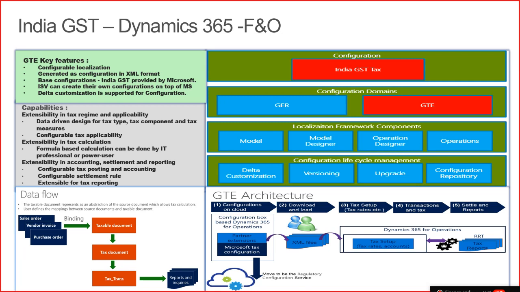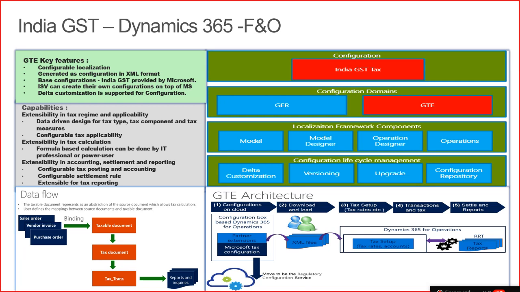Next is the data flow. You can see on the slide, the tax document. There is a source document, sales order, vendor invoice, that you bind with the taxable document. You have seen the taxable document. The taxable document is a document which reads the data from the source document. The source document has different tables, so the taxable document actually reads the data from the source document.